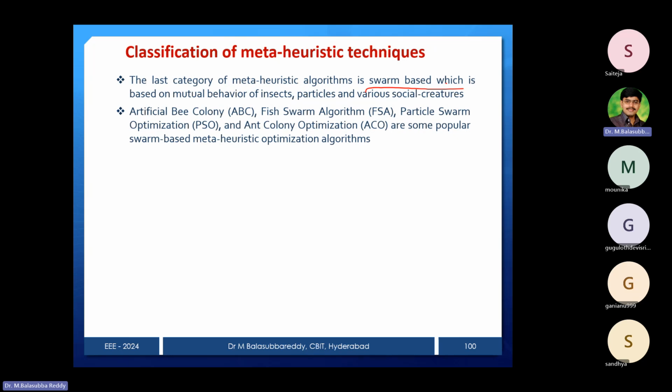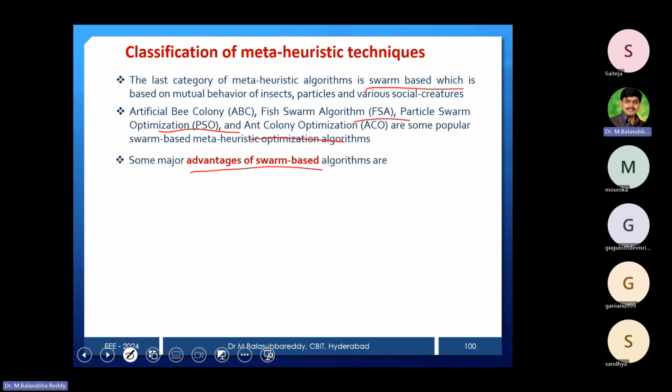This is also a popular algorithm you can use to solve problems, after knowing the genetic algorithm, differential evolution algorithm and PSO algorithm. The same kind of approach we are able to use. And then fish swarm algorithm, particle swarm optimization, ant colony optimization. So these are some of the popular swarm-based algorithms. And now you can see the advantages of swarm algorithms.